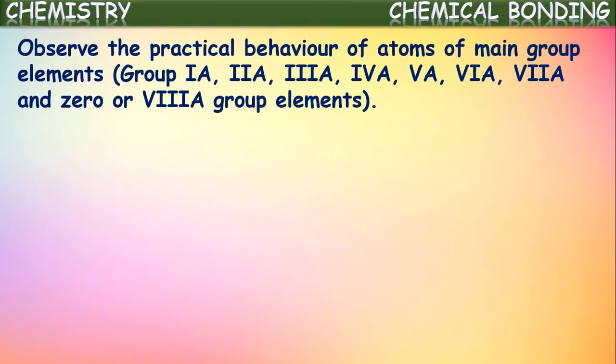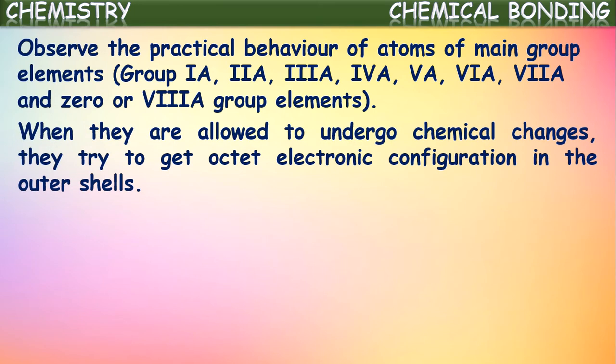Observe the practical behavior of atoms of main group elements: first A, second A, third A, all subgroup A elements, 1A to 8th A, which we call zero group elements. When they are allowed to undergo chemical changes, they try to get an octet electron configuration in the outer shells. Octet electron configuration means getting 8 electrons in the outermost shell. Here oct represents 8. Getting 8 electrons in the outermost shell gives extra stability to the atoms. They become least reactive and highly stable by having 8 electrons in the outermost shell. That configuration is called octet electronic configuration.